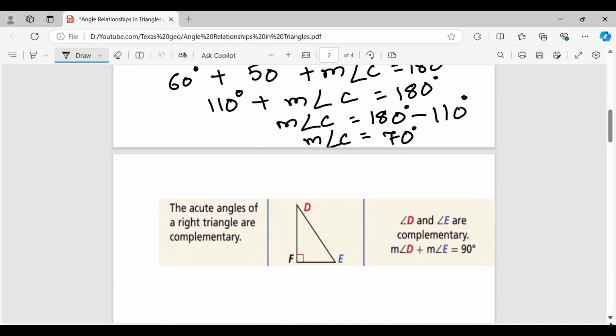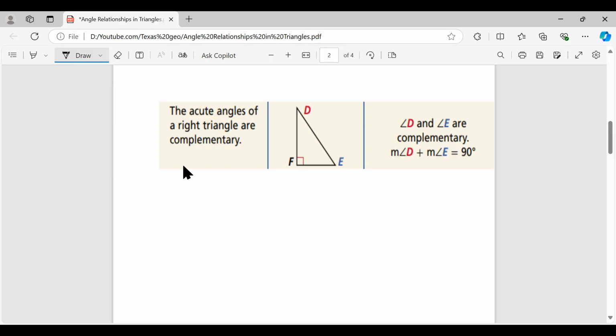Now let's see. Here it says that the acute angles of a right triangle are complementary. So, what is the meaning of complementary? When we say the word complementary, sum of the angles is 90 degree. Complementary means the total sum is 90 degree there. Okay. Now, it says the acute angles of a right triangle are complementary. Since already it is given right triangle, it means this angle is 90 degree.